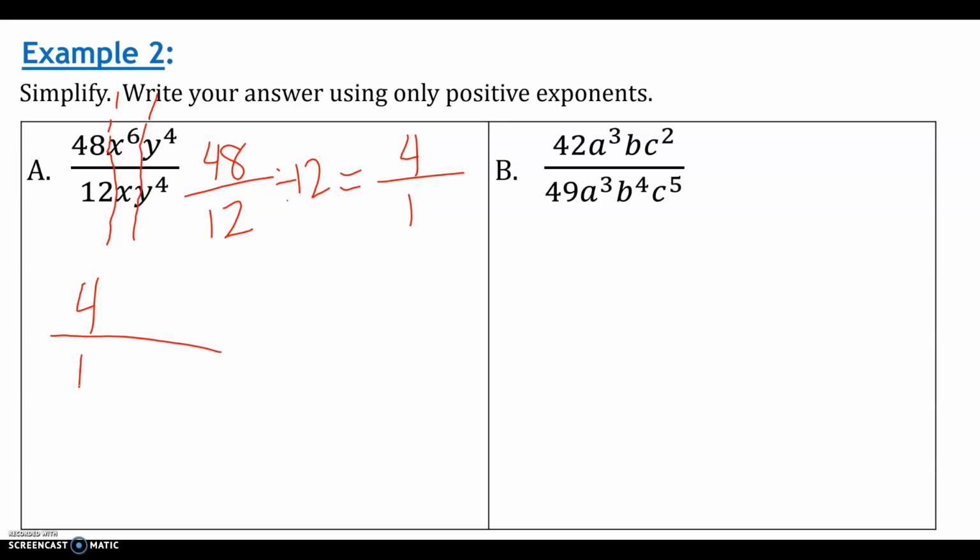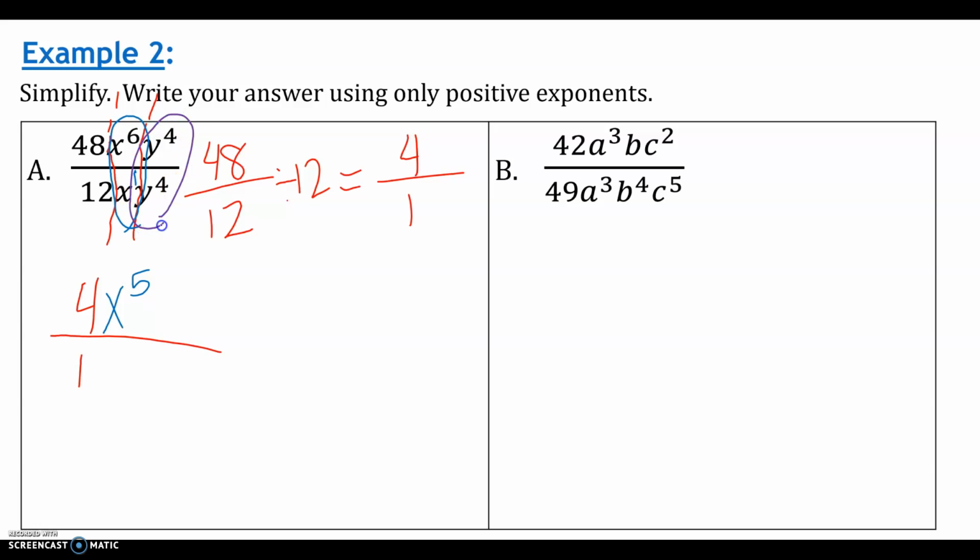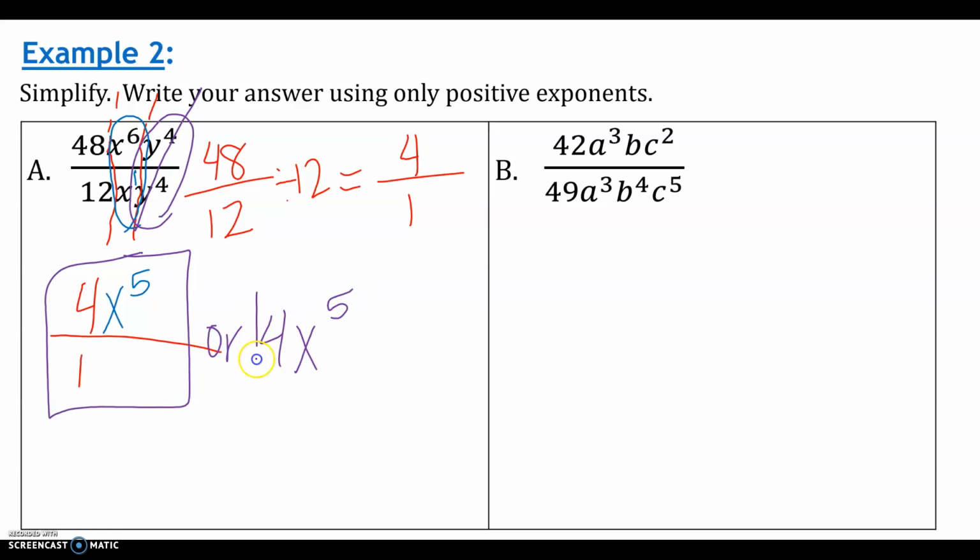And let's look at your x's. So you have x to the 6th over x to the 1st. If you subtract those, you're going to get x to the 5th. It's going to go on the top because 6 was bigger than 1. And if you look at these, well, if you remember from before, if you have the same exponent, they're automatically going to cancel. So this is just your final answer. And as you know, I shouldn't have to tell you, you can also just simply write it like this, where the 1 underneath is not important.